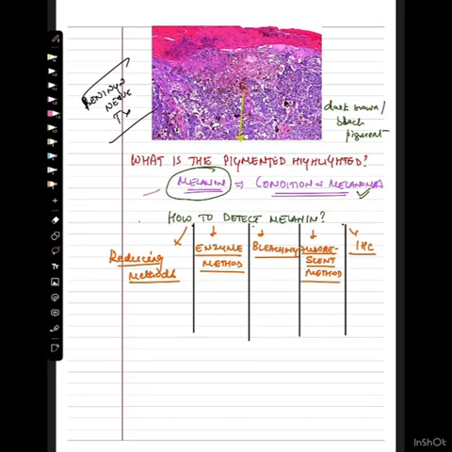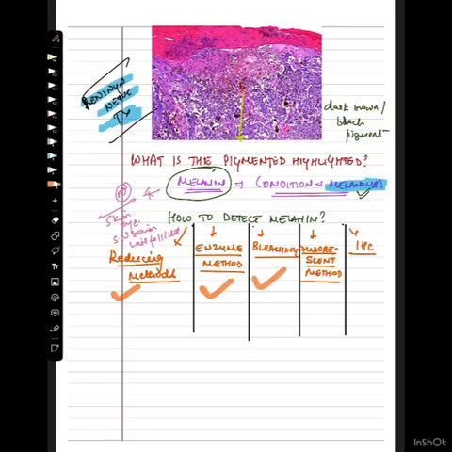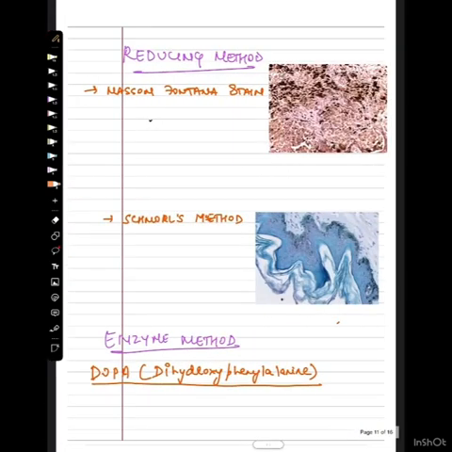Melanin is normally found in the skin, eye, substantia nigra of the brain, and hair follicles. Abnormal accumulation of melanin is found in conditions which are called benign nevus tumors and malignant melanoma. There are 5 ways to detect melanin. The first is reducing methods, second is enzyme method, third is bleaching, the fourth is fluorescent method, and the fifth is IHC or immunohistochemistry.